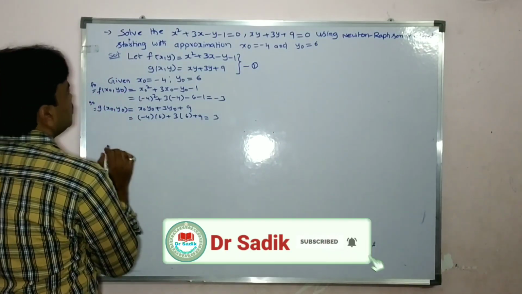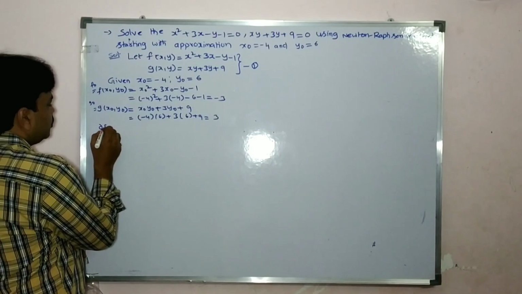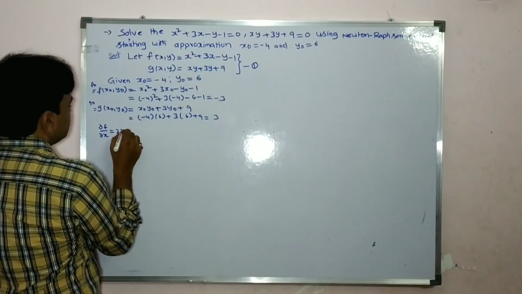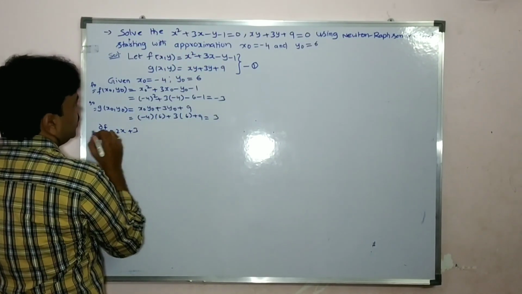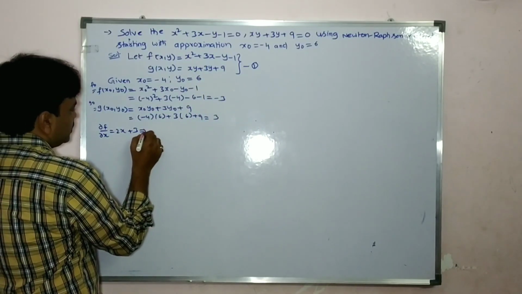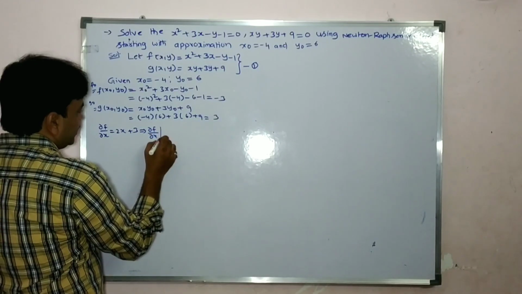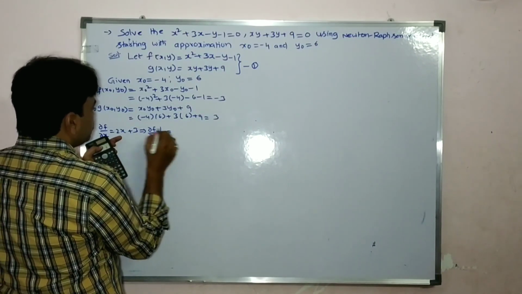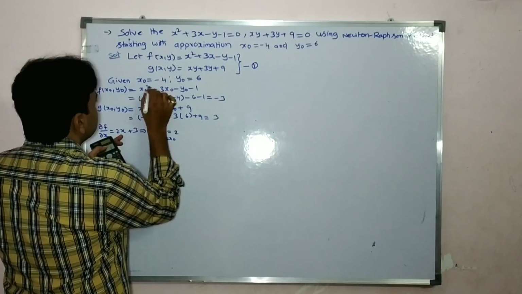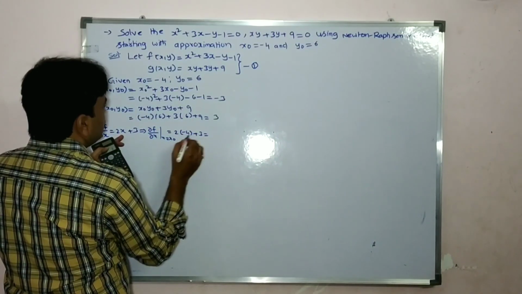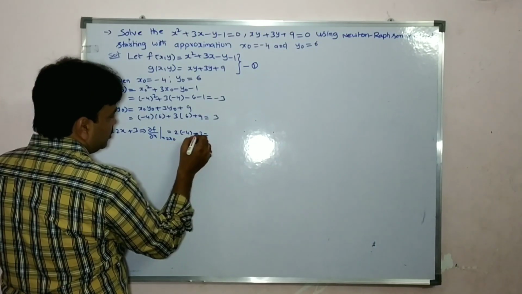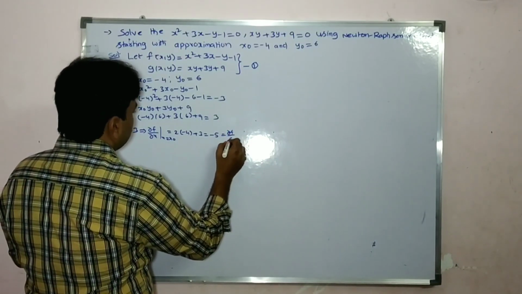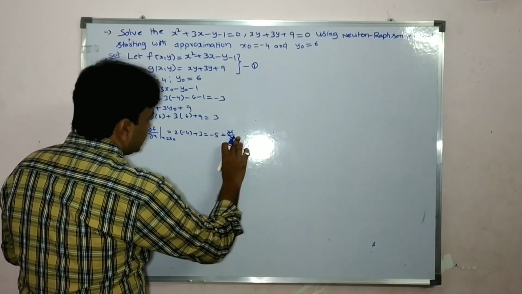Now you find dou f by dou x, students. What is dou f by dou x, students? 2x plus 3. x derivative is 3, remaining two terms 0, students. That implies I want to find dou f by dou x at x is equal to x naught, students. So that is equal to 2 into x naught. What is x naught value, students? Minus 4 plus 3, that is equal to 2 into minus 4 plus 3, that means we get here minus 5. This value is dou f by dou x naught, students.